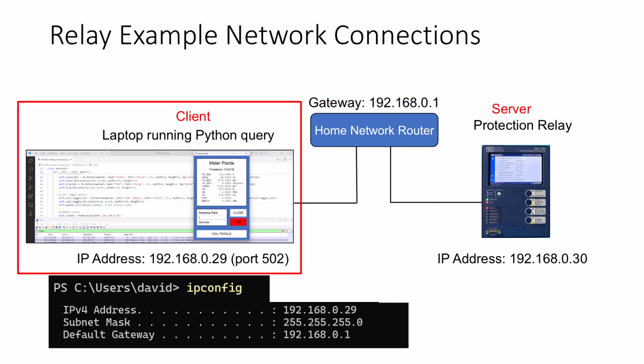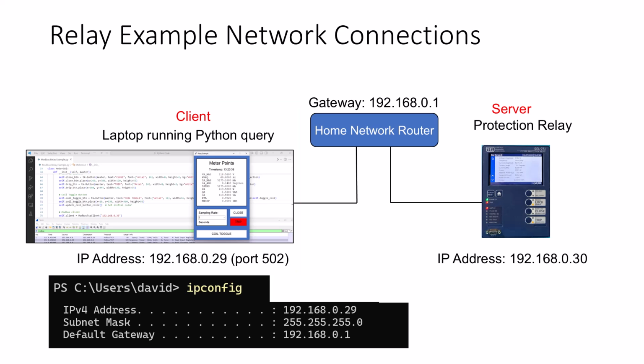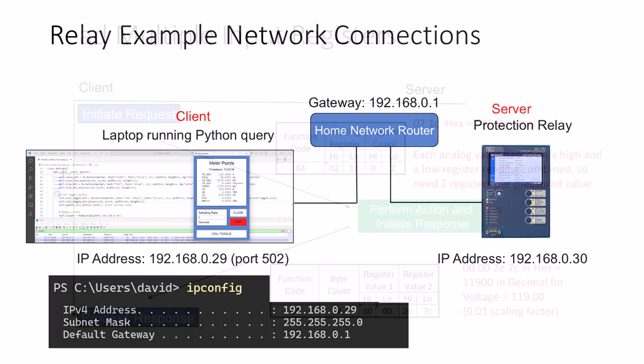Its IP address is 192.168.0.29, which is typically assigned dynamically by the home network when the laptop connects. To check this address, you can use the ipconfig command in a PC terminal window. For Modbus TCP/IP communication, the client monitors port 502, which is the default port for Modbus traffic.